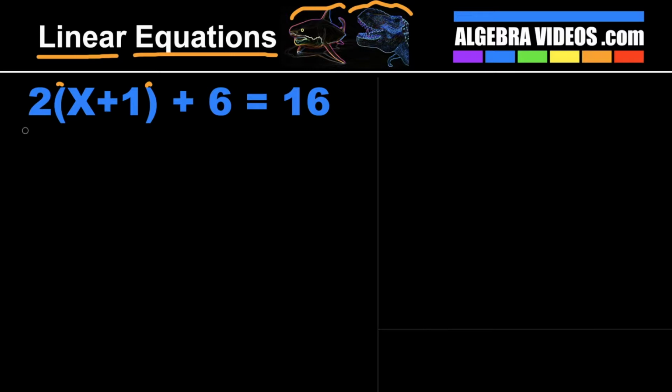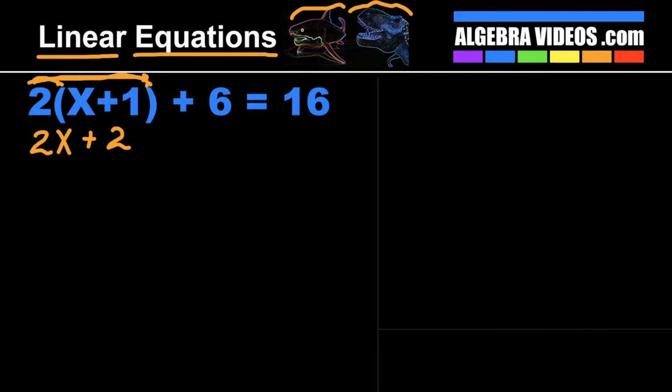So the next thing I'm going to do is multiply through. So I'm going to multiply this 2 all the way through all these things inside the parentheses. So here we go. I'm going to multiply through. So 2 times x is 2x plus 2 times 1 is 2. So that was it. We multiplied through, and that was really the hard part. The show's over. The rest of it is kind of downhill here.